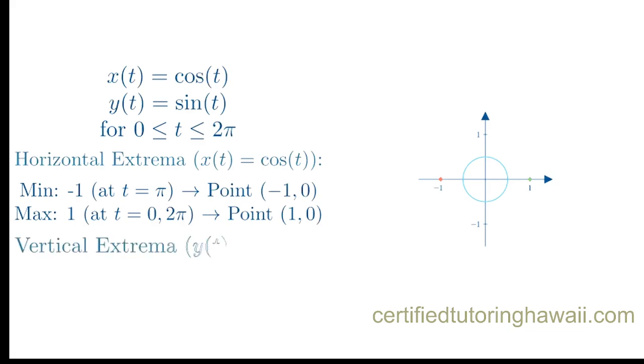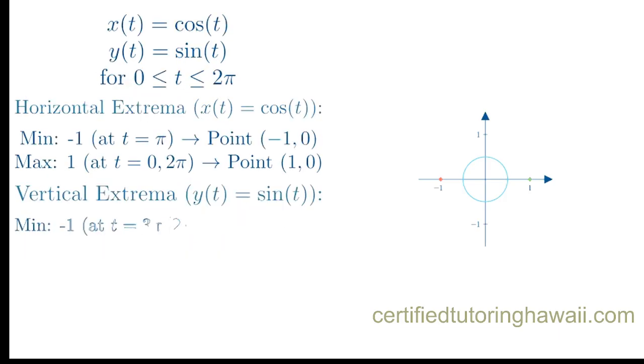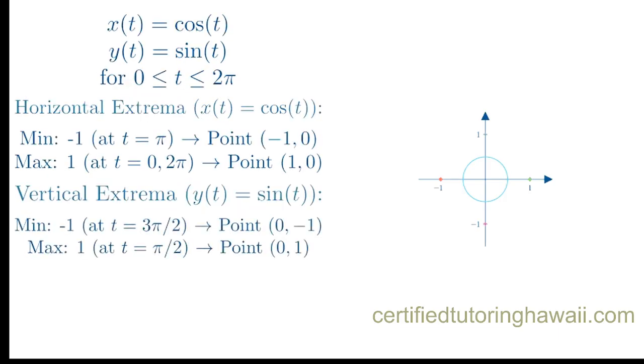Next, the vertical extrema. We need the min and max values of y of t equals sine t on the same interval. The sine function on this interval has a minimum value of minus 1, which occurs at t equals 3 pi over 2 at the point 0, minus 1. It has a maximum value of 1, which occurs at t equals pi over 2 at the point 0, 1. These points are the lowest and highest points on the circle. The particle goes as low as y equals negative 1 and as high as y equals 1.